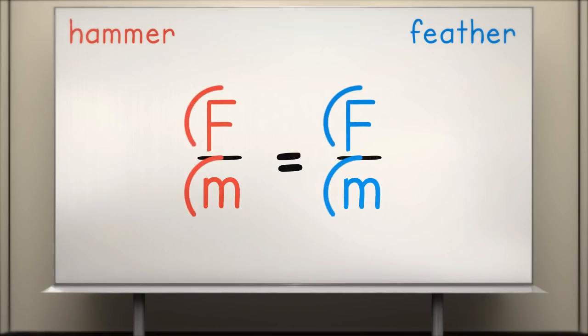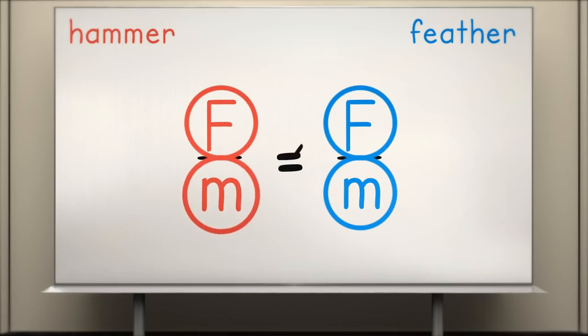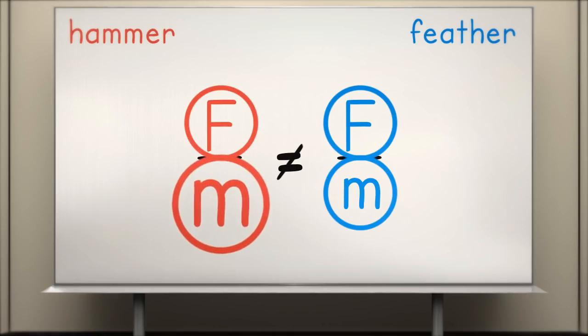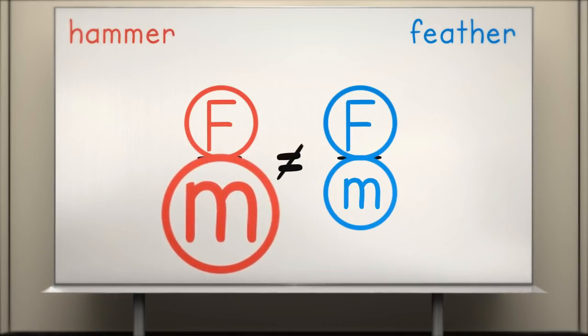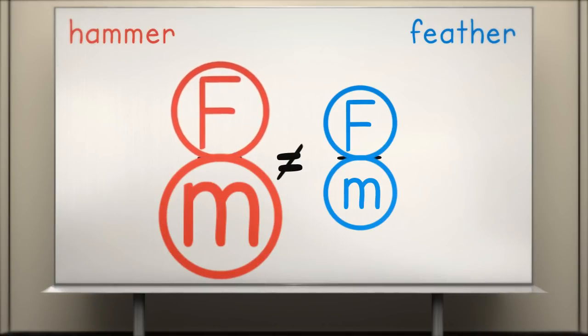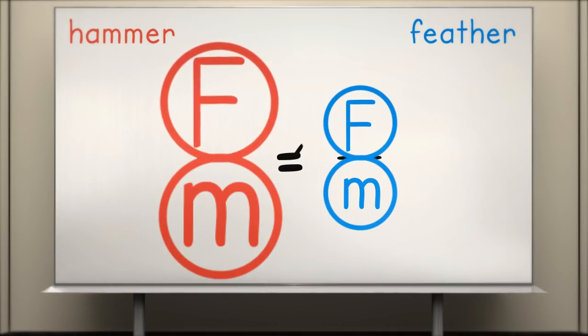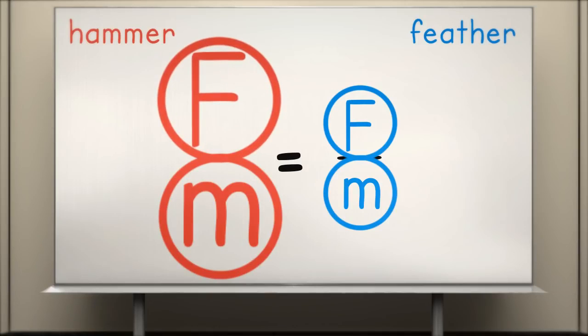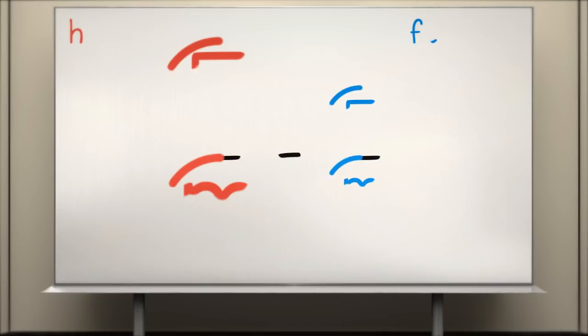Well, we know that the hammer has more mass than the feather. So that means that for the math to work out, the force of gravity on the hammer must be more than the force on the feather. So we know from Newton's second law that the hammer and the feather fall at the same speed, because even though the hammer is pulled with more force, it also has a greater mass. So in the end, the ratio of force to mass is the same for the two objects. This is why they fall at the same rate.